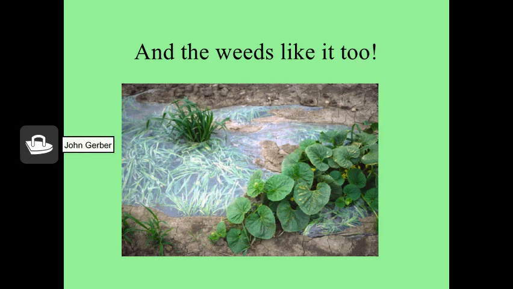Clear plastic mulch warms the soil more than black plastic, but also helps the weeds to grow. Here's some melons that are growing pretty well due to the clear plastic warming the soil. But the weeds are growing pretty well too.